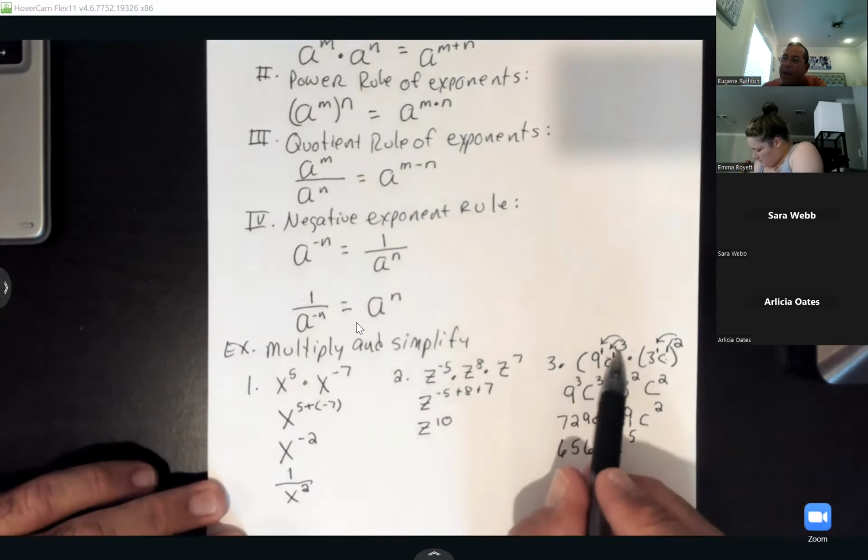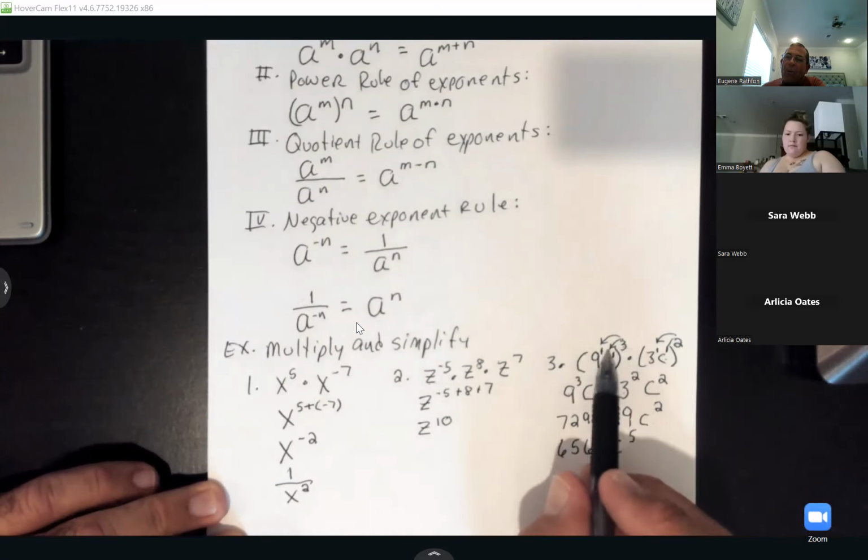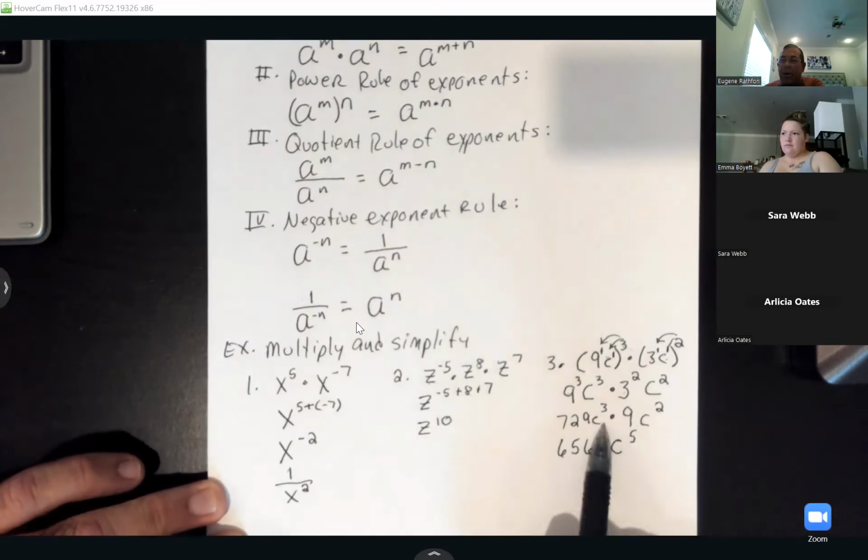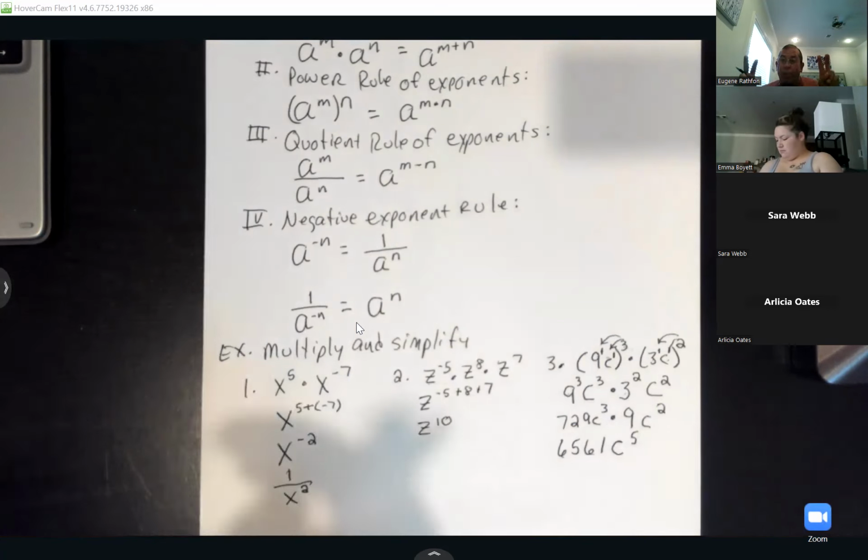So although up here we had to multiply, we were using the power rule. Down here, we added them because we were using the product rule.